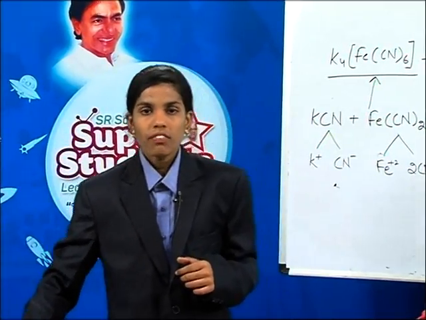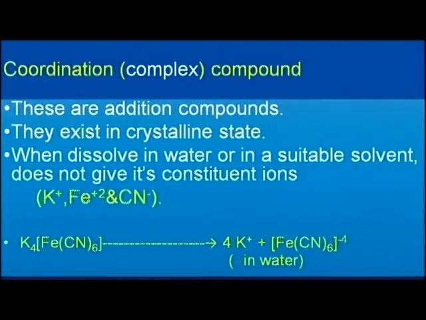See here friends, before mixing, potassium cyanide and ferrous cyanide form K+, Fe2+ and CN- ions, but after they have formed as a compound they give rise to some new ions. By this we can conclude that the compound which loses the properties of its constituent ions is nothing but a coordination compound or a complex compound.